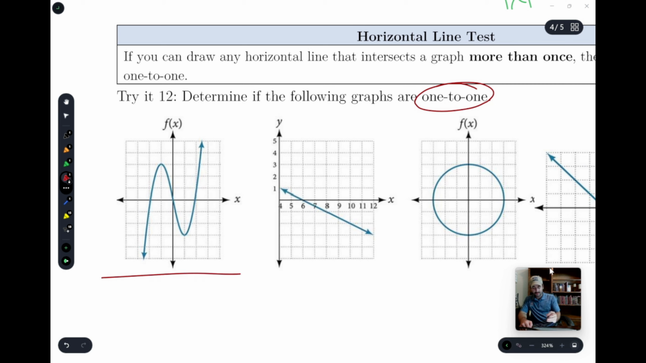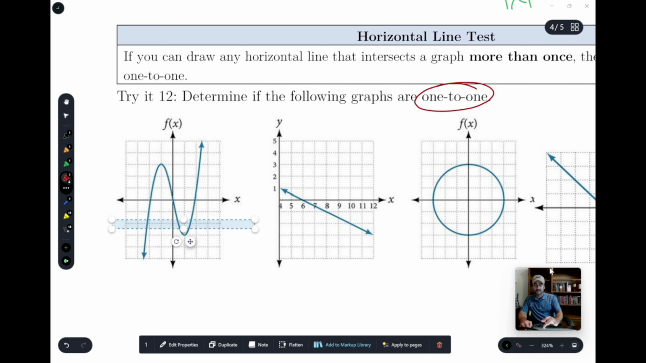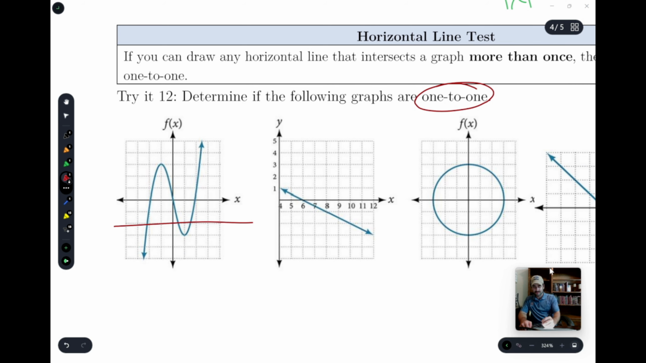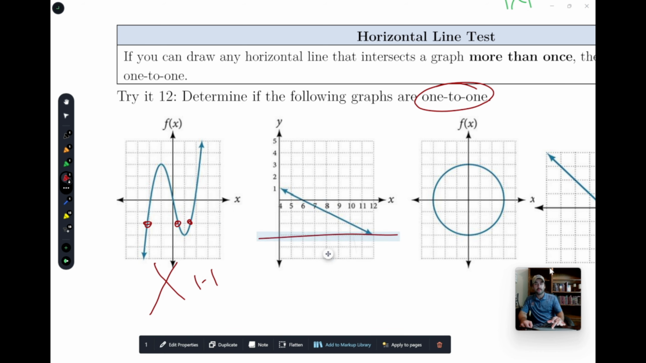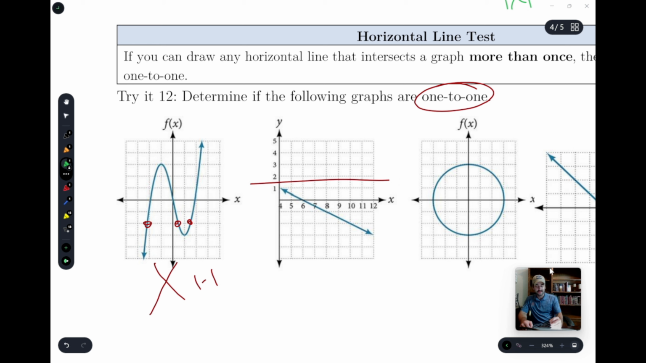So I'm going to draw the same line but horizontal, and I'm going to go up and say, oh, immediately that fails. 1, 2, 3. Fails 3 times in a row, not one-to-one. Still a function, just not one-to-one. Let's do it again. Move this red line over. Hey, look at that. That one passes. A linear function passes. So check, one-to-one.